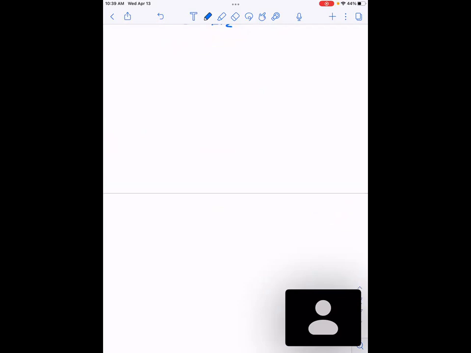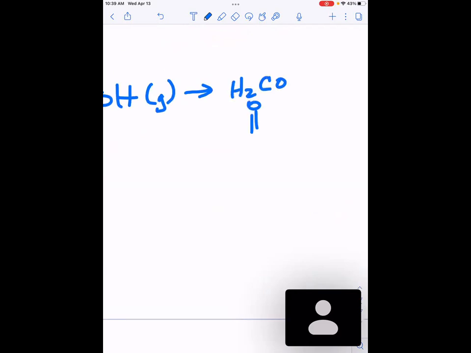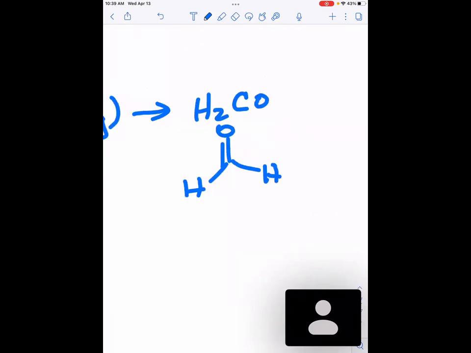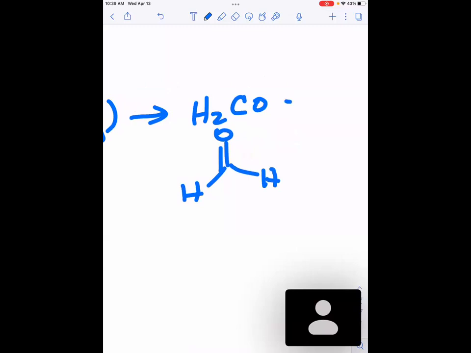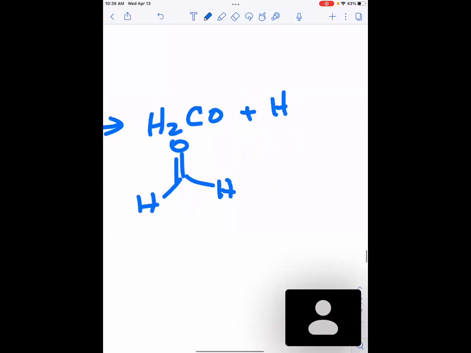So let's say we have a reaction of methanol, and it's a combustion reaction, going to formaldehyde. This looks like this. Same formaldehyde that they use in embalming fluid, plus hydrogen gas. That's a gas. This is a gas.